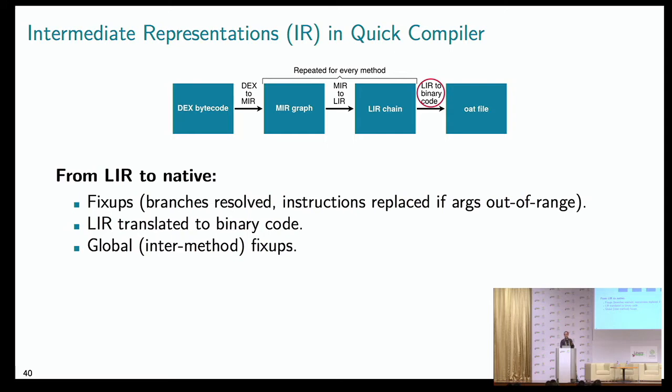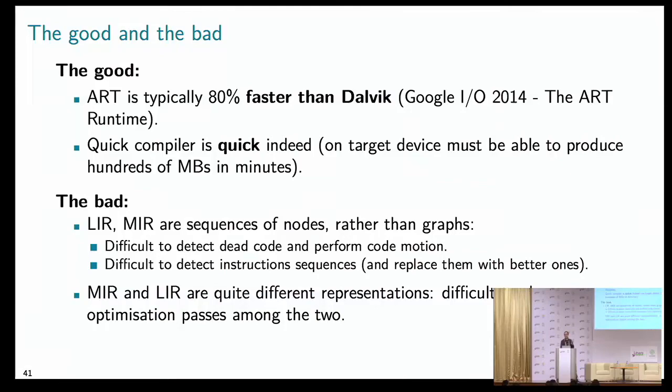Finally, some fix-ups are done depending on the range of arguments. Some instructions are chosen rather than others. And then branches are resolved, branch targets and branch offsets are resolved, and also global method branches are done. And finally, the translation is done into the output OAT file.